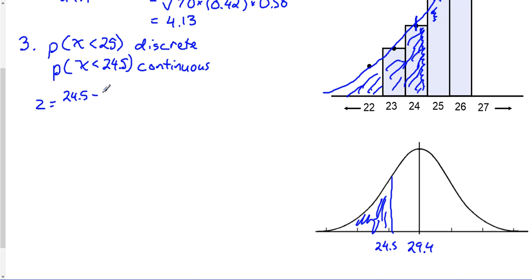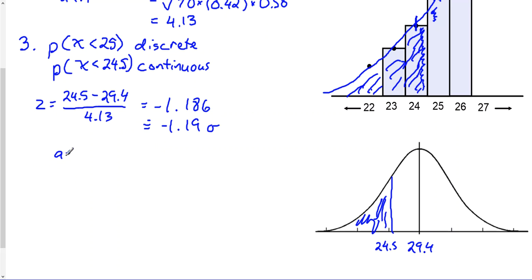So we're going to subtract off our mean, 29.4, divided by our standard deviation, 4.13. We get a z-score of negative 1.186. So we'll round that to negative 1.19. So we are 1.19 sigma below the mean, which makes sense with our diagram that we have over there.